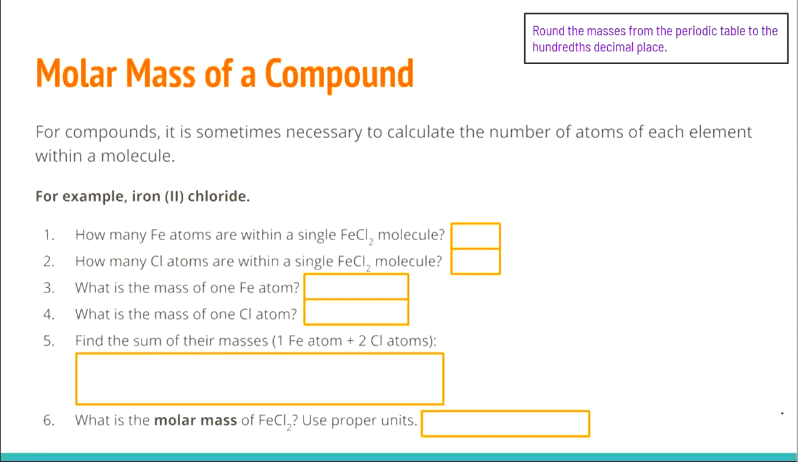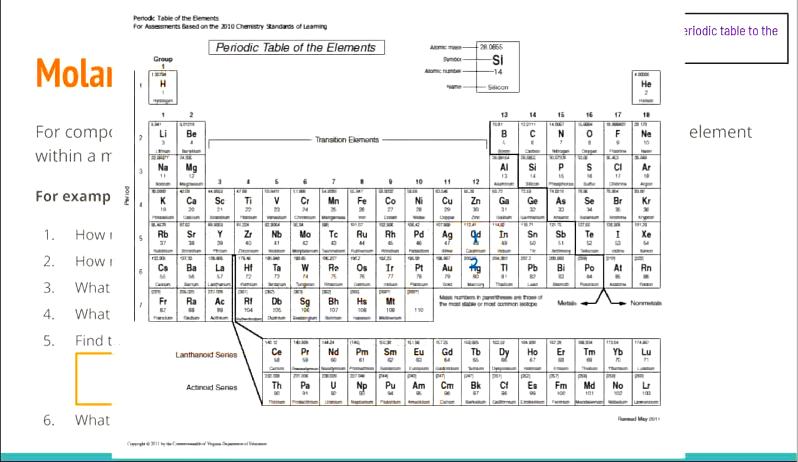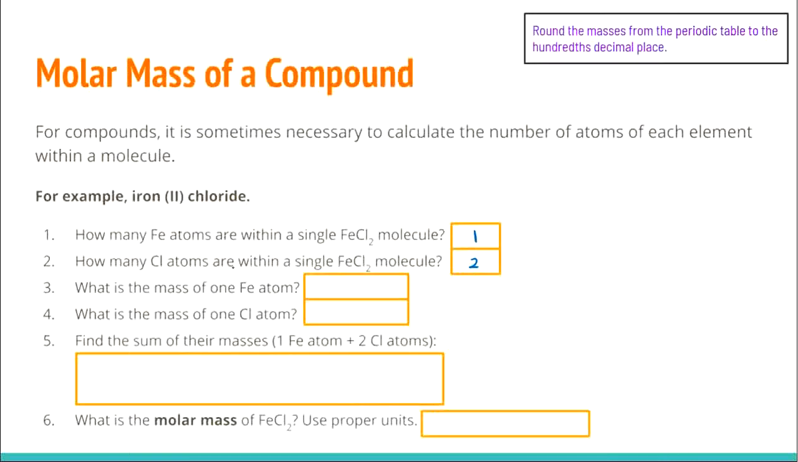So for iron 2 chloride, how many iron atoms do we have in FeCl2? We have 1. How about chlorine atoms? We have 2. What is the mass of 1 iron atom? Remember that you need to look at your periodic table to find iron's mass. Iron has a mass of 55.85 grams per mole. Well, what about chlorine? Chlorine, for just 1 chlorine, has a mass of 35.45 grams per mole.